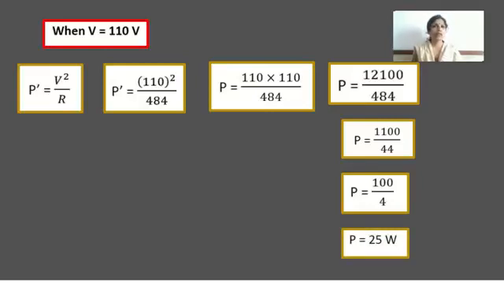So if you give the potential difference of 110 volts, the power consumed is 25 watt. And earlier what it was given, if the potential difference is 220 volts, then the power consumed is 100 watt. So as you reduce the potential difference, the power consumed is reduced.